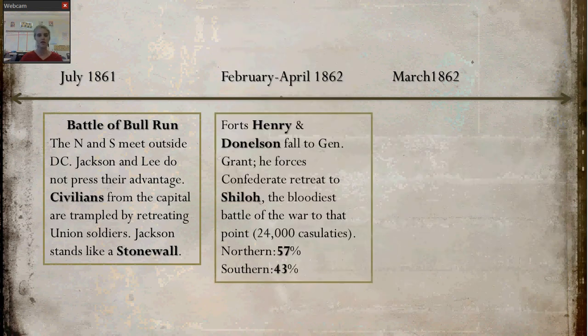Next major battles that we have are from February to April of that year. So it starts when Forts Henry and Donelson fall to General Grant, who was a Northern general, and he forces the Confederate retreat to the village of Shiloh. At Shiloh in April of that year, the bloodiest battle of the war takes place. There are a little over 24,000 casualties. 57% of those casualties are Northern, and 43% are Southern. So it looks like who won this battle? It looks like the North, or the South, right? Because they lost fewer men.